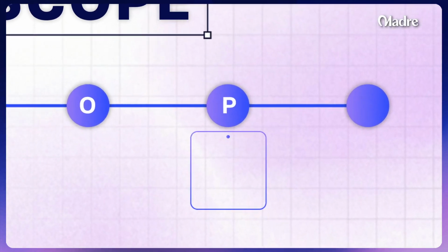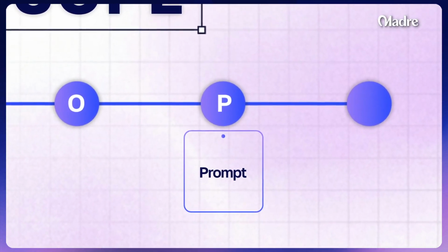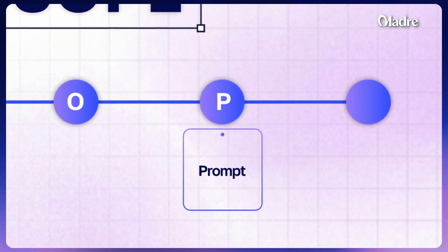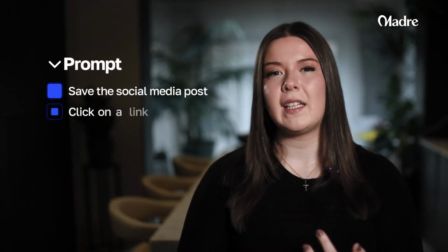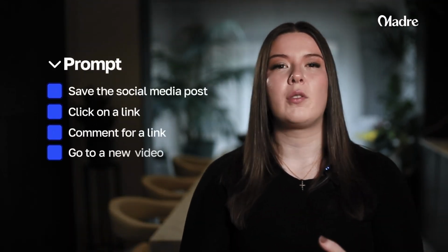P stands for prompt. Now prompt is to prompt them to make the next desired action. So this could be to save the social media post, to click on a link, to comment for a link, to go to a new video. Whatever the prompt is, we need to then make that clear inside the post.